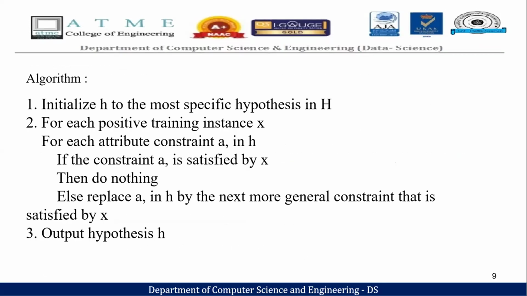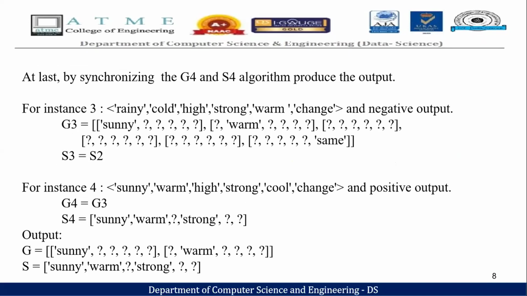And next, you consider instance 3, that is G3. According to instance 3, you got a negative output. Now you have to check the general hypothesis, and you should make that more specific. You just check with the hypothesis value.